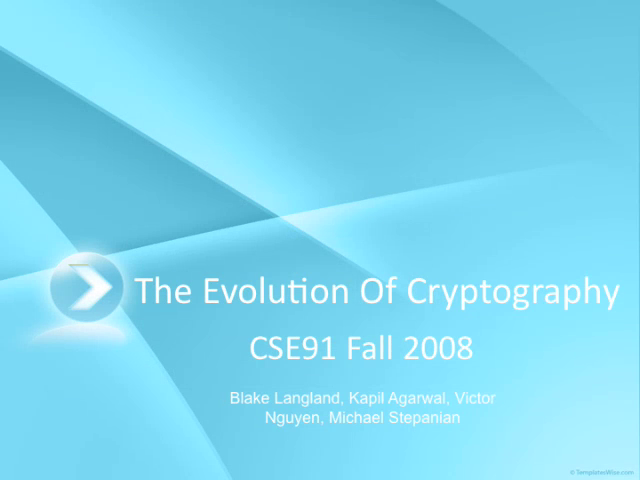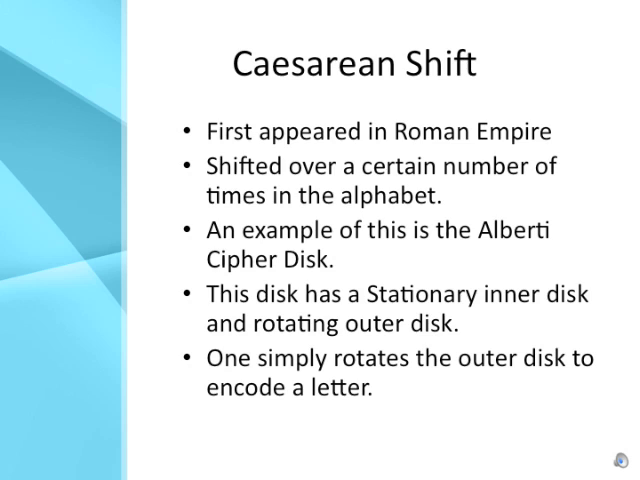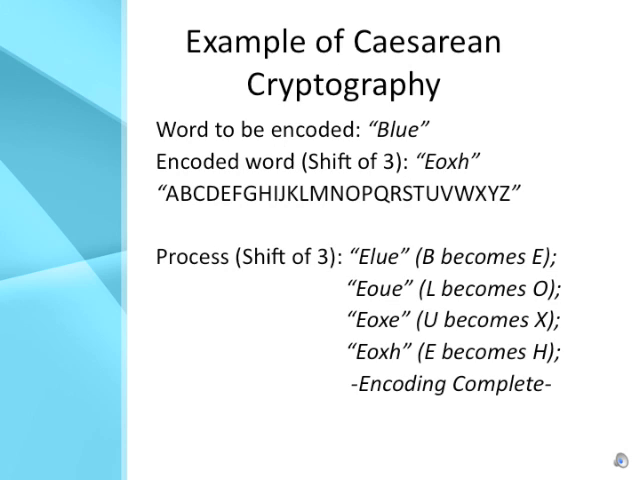The Evolution of Cryptography. One very basic type of encryption is called the Caesarian shift. Basically, every letter in the word to be encrypted is shifted over a certain number of times in the alphabet. For example, the word blue with a shift of 3 becomes EOXH.